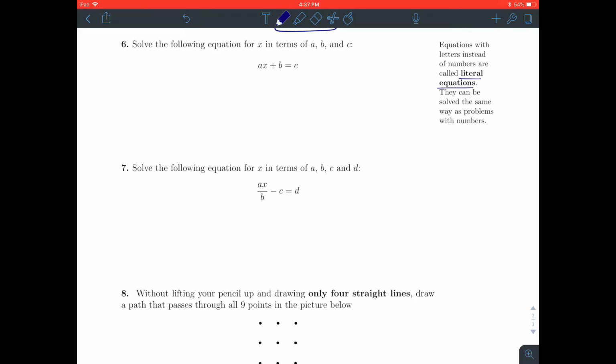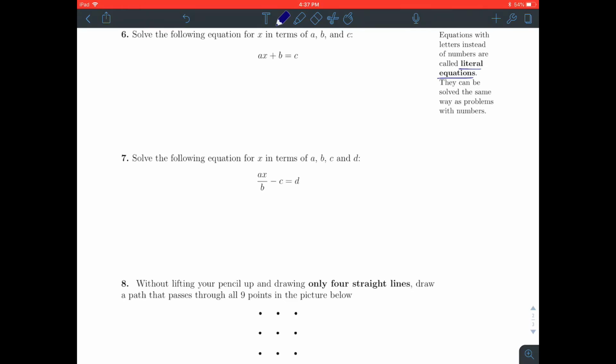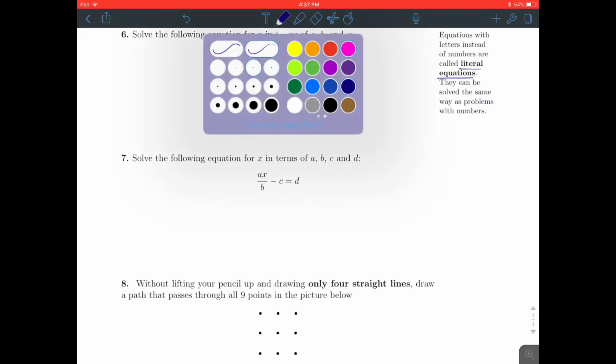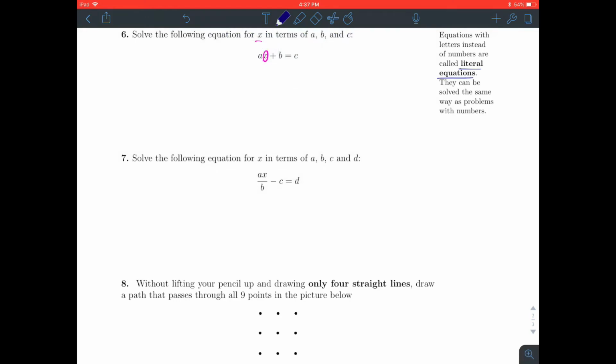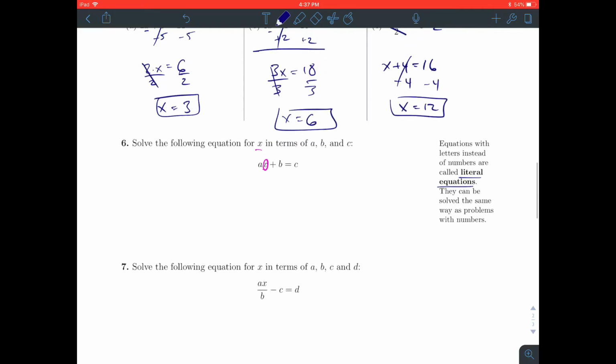Alright, so problems number 6 and 7 are both problems of a type called literal equations, which means that instead of having any numbers, they only have variables or letters. So we want to solve the following equation for x, and that means we're going to have to get x by itself, so we'll have to get rid of the b and the a. At first this might seem much more difficult, but you can actually use the exact same ideas that you used before.